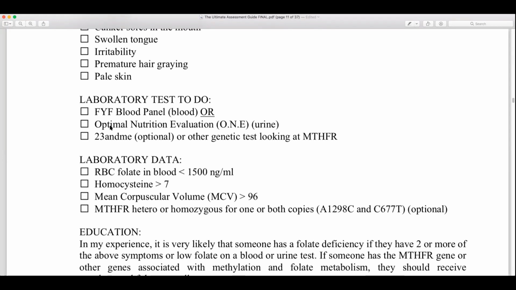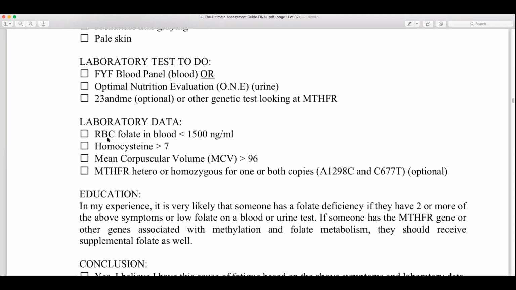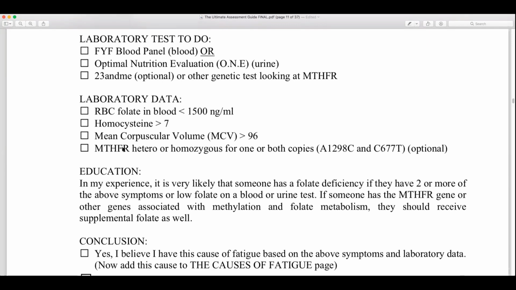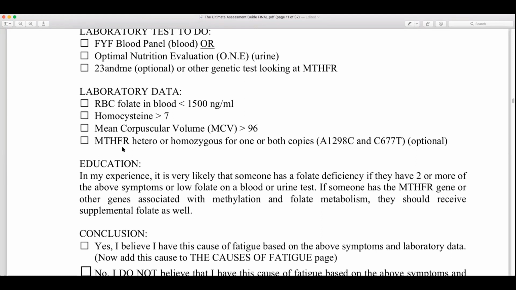So then laboratory tests to do, the blood panel or the urine test, the one test. And then here's just some information for genetic testing that you can use. The 23andMe can give you that information, and we'll get more into that as we dive into that chapter as well. Because you basically take the information, you put it into a different website that allows you then to do some more interpretation. So the laboratory data is the red blood cell folate in blood, less than 1500 is considered significant. Homocysteine, greater than 7, mean corpuscular volume greater than 96, and then the MTHFR gene as well.